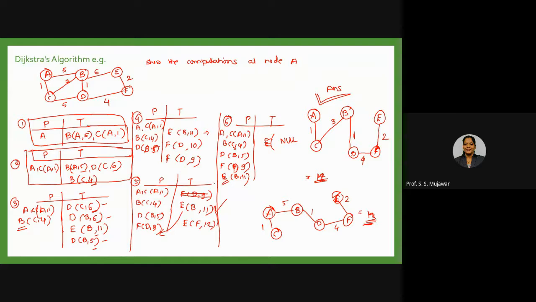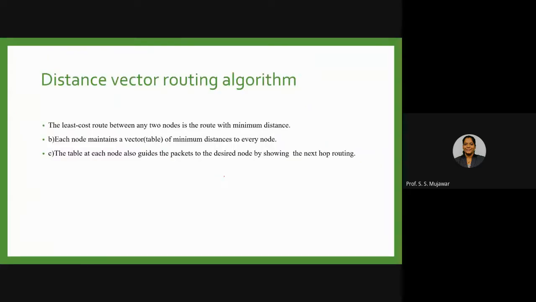So we will move now to distance vector routing. The distance vector routing algorithm is again part of the dynamic routing algorithms. Distance vector routing and link state routing are the dynamic routing algorithms. In this, again, we are calculating the least cost route between any two nodes, which is the route with the minimum distance. To visit any node, the route we select should have the minimum distance.